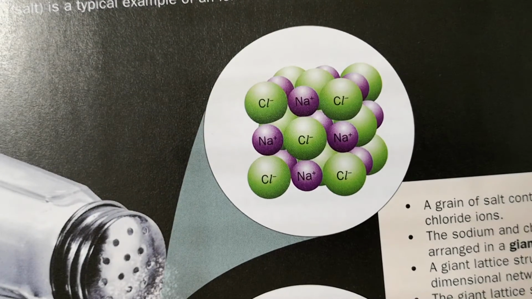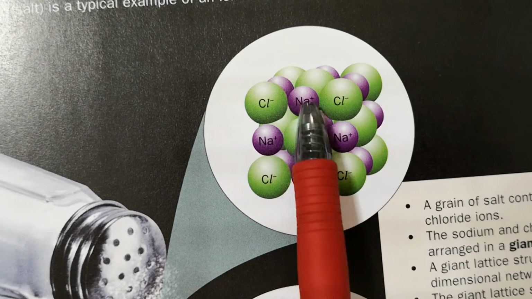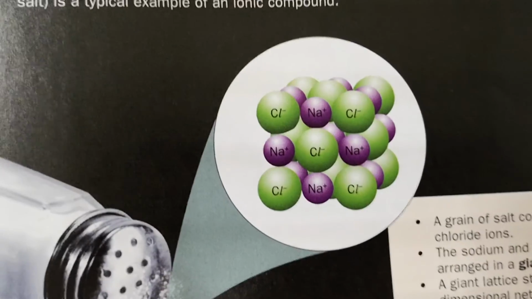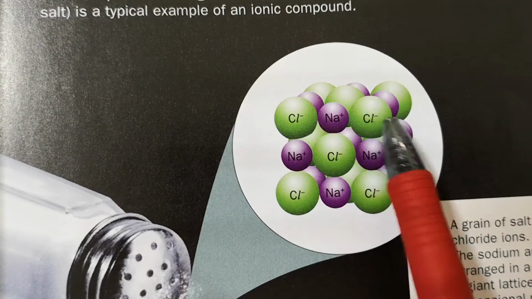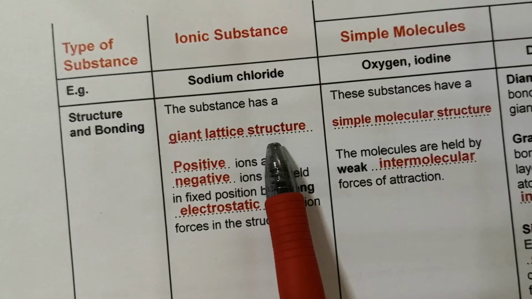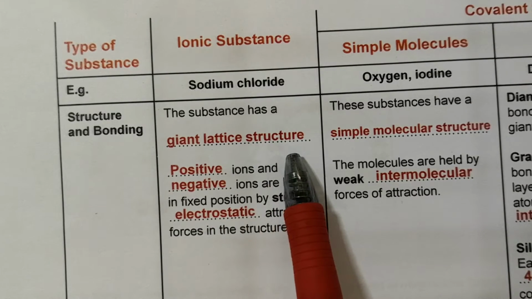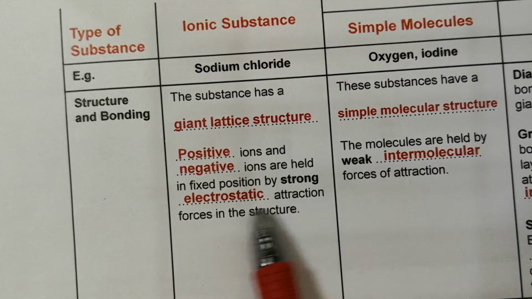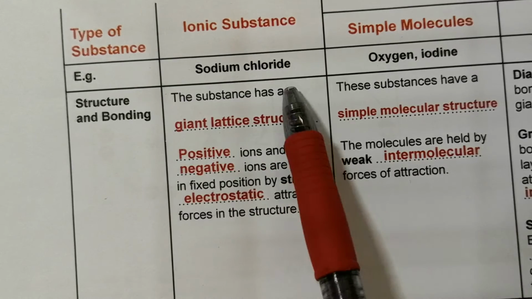This one is sodium chloride. In a giant lattice structure, the positive and negative ions are attracted to each other like this by strong electrostatic forces of attraction. Each positive ion is surrounded by negative ions, and each negative ion is surrounded by positive ions. So you can see that the substance has a giant lattice structure, and this would be the structure. Then you have to explain the bonding, that is, what happens in the giant lattice structure. The positive and negative ions are held in fixed positions by strong electrostatic forces of attraction in the structure. So whenever the question asks for structure and bonding, you must have structure, and you must have bonding.